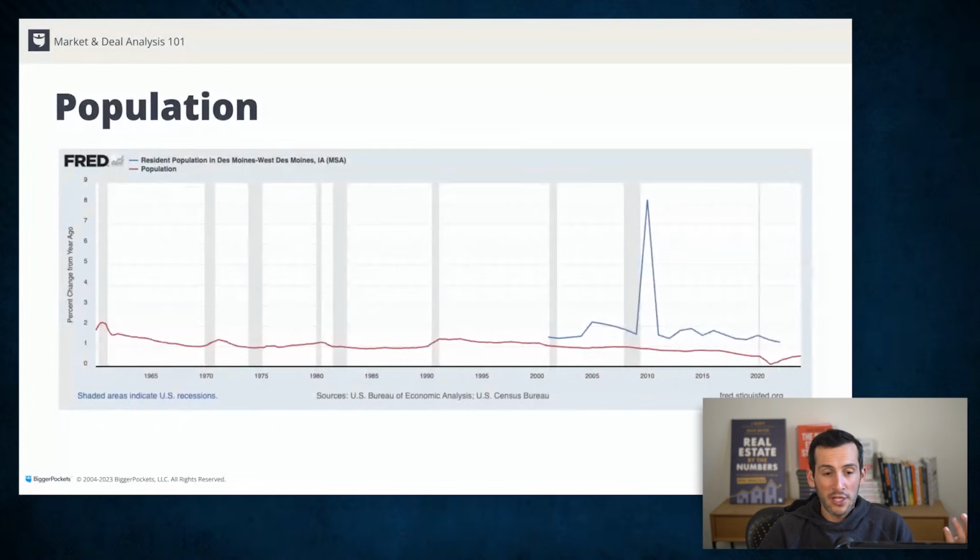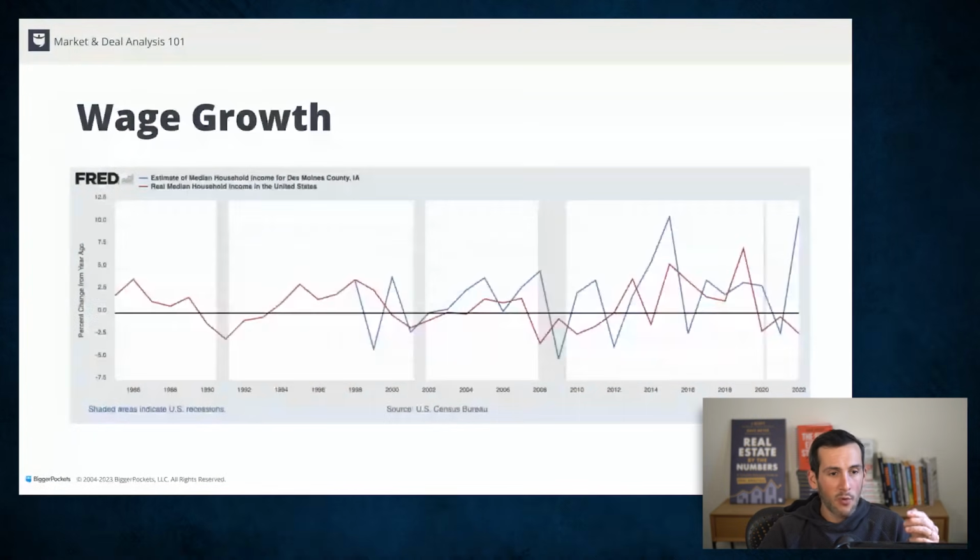Next, let's look at wage growth. And what you see here is that wage growth has sort of been mixed, at least compared to the United States. It's been up and down. Most recently, in 2022, it was up huge over the national average. But I think given this chart, you should expect that it's somewhere near the national average.